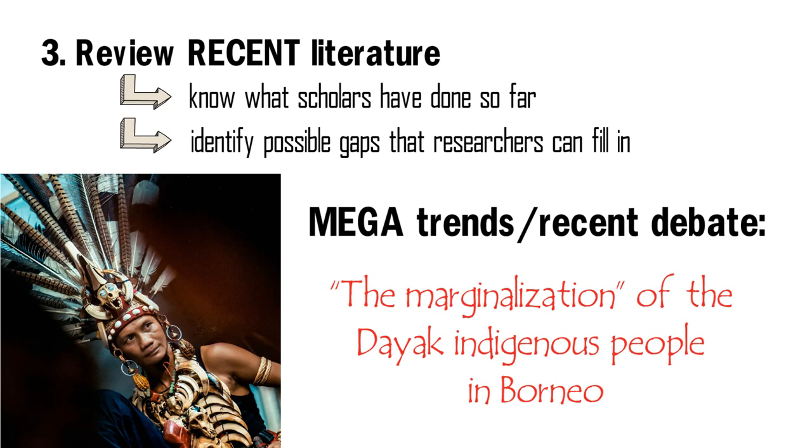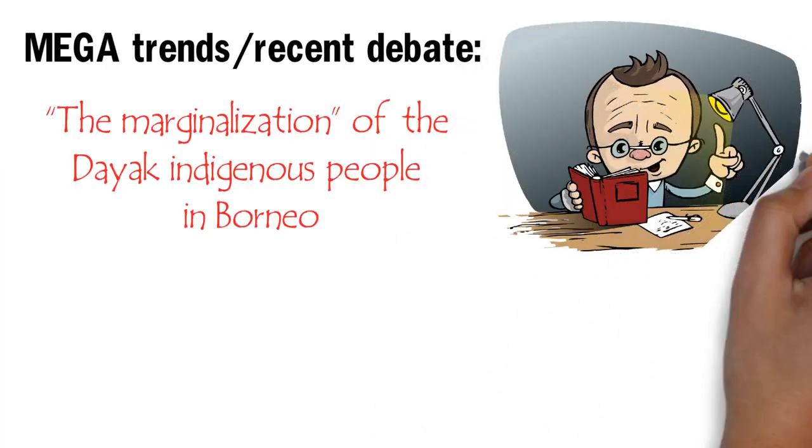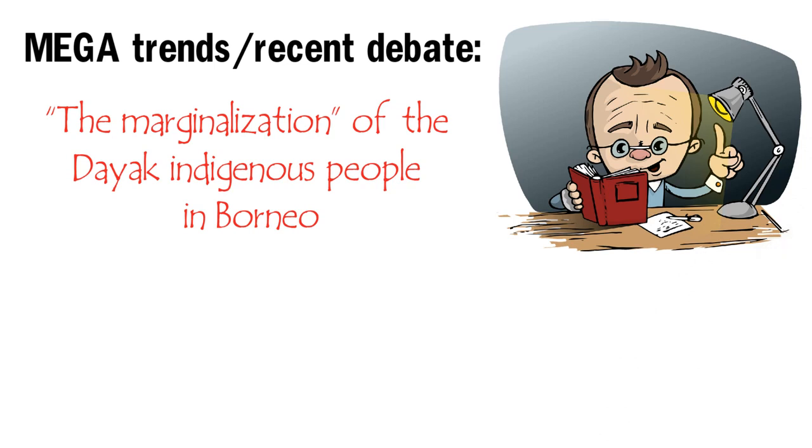Now, let us also suppose that one is interested in joining the discussion or debate in this area of specialization. Then again, she needs to identify what has not been done in this area. And so, suppose there are 5 famous scholars working on this topic, the marginalization of the indigenous peoples in Southeast Asia, particularly the Dayak indigenous people in Borneo. What we need to do now is review these pieces of literature and identify their concepts and arguments.